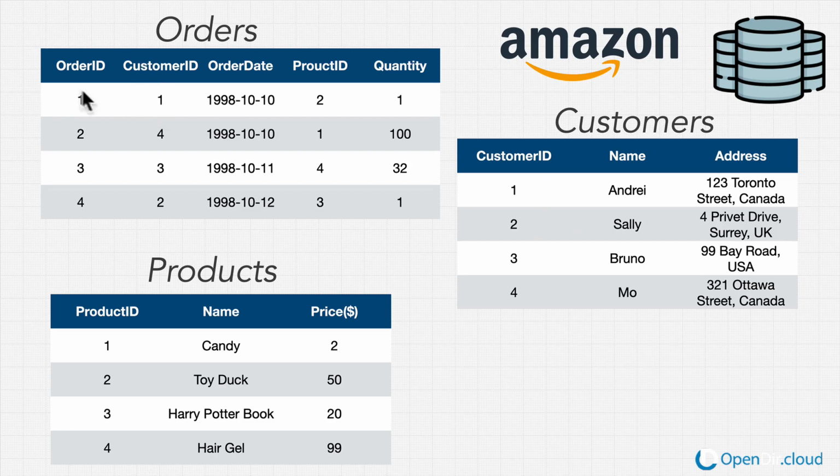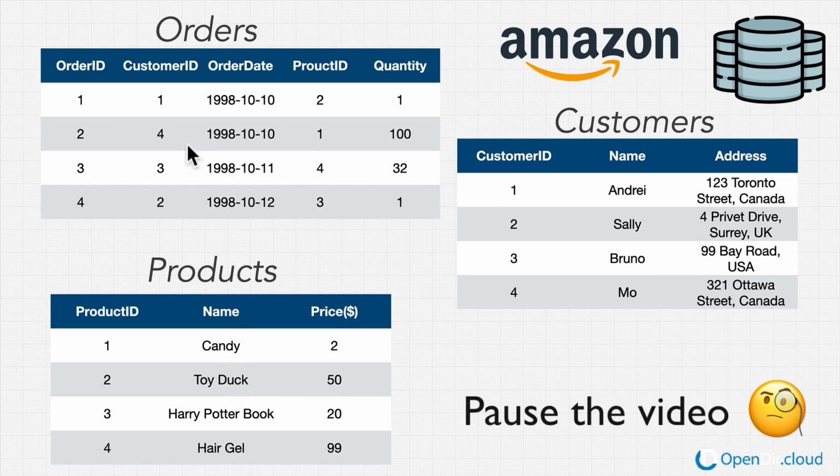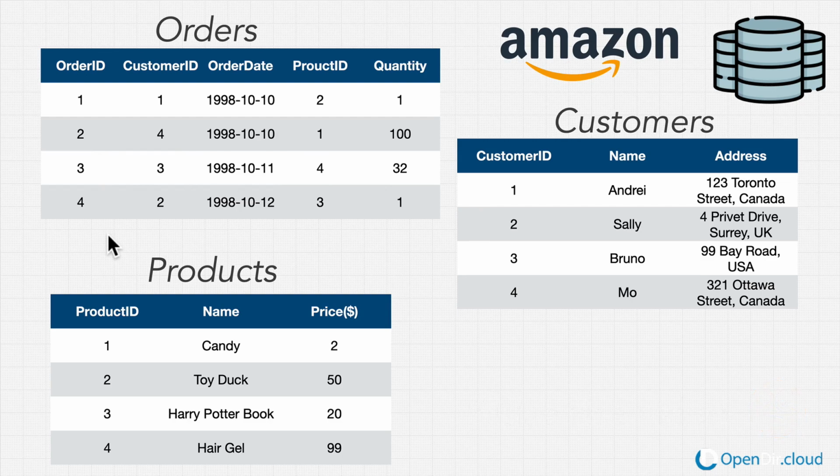So Andre ordered something. This is when I ordered it. What product did Andre order? Well, what's 2? Product ID 2 is a toy duck. Okay. Andre ordered a toy duck, and then the quantity is 1. So now I know exactly who ordered it, what product, how many, what the price is, and also the address to ship it. Now pause the video and see if you can connect all of these relations for the rest of the 3 orders. Once you're done, let's take a look at what we've just created.